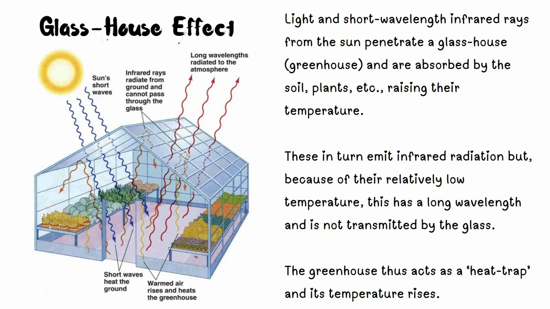Light and short-wave infrared rays from the sun penetrate a glass house or greenhouse and are absorbed by the soil, plants, etc., raising their temperature. These in turn emit infrared radiation, but because of their relatively low temperature, this has a long wavelength and is not transmitted by the glass. The greenhouse thus acts as a heat trap and its temperature rises.